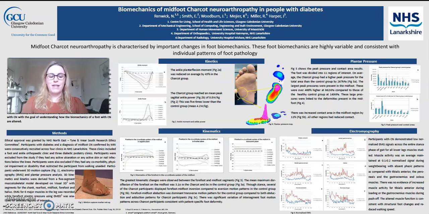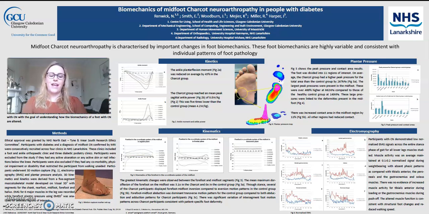Figure 5 shows the peak pressure and contact area results from the plantar pressure analyses. For the analyses, the foot was divided and masked into 11 regions of interest, being the lateral and medial heel, the midfoot, metatarsals 1 through 5, the hallux, the second toe, and toes 3 to 5.